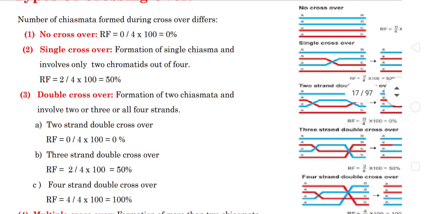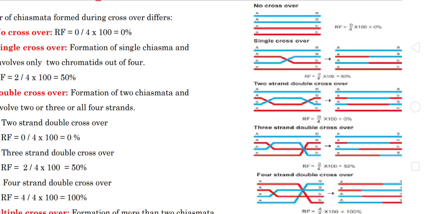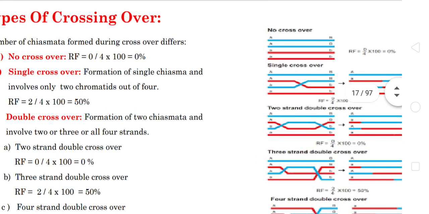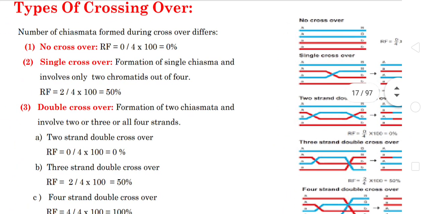Just observe the first picture. These are the 2 pairs of genes. They are the non-sister chromatids of homologous chromosomes. This is the normal chromosome, so there is no crossing over present. So the percentage is 0. How do they calculate the percentage? This is called RF. RF means recombination frequency. So what is recombination?